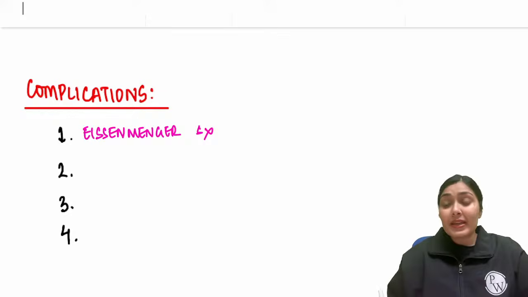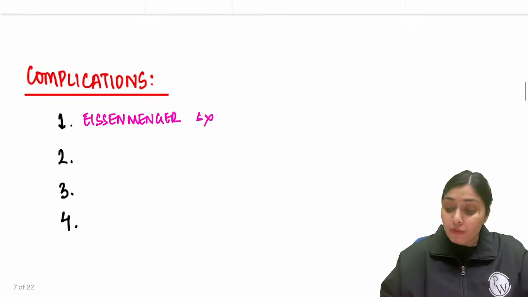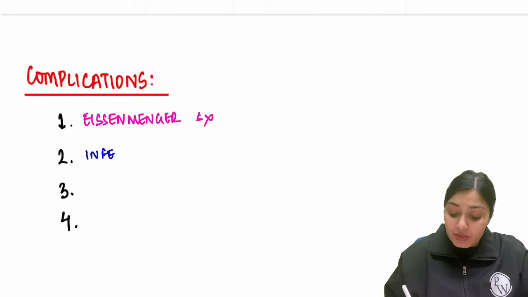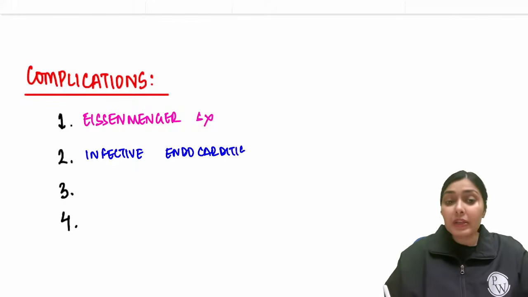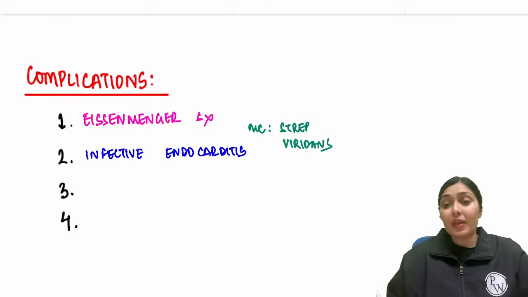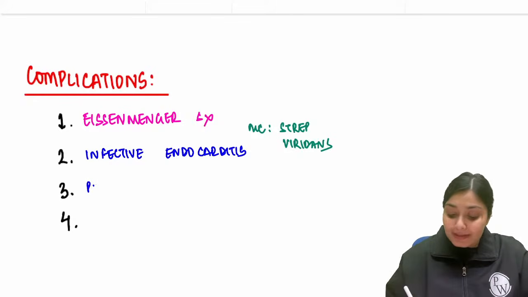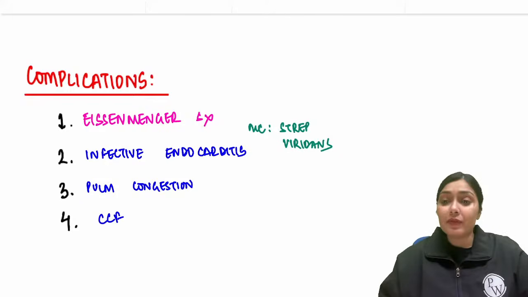Second, because the pulmonary blood flow has increased, there are chances of infective endocarditis. It is the most commonly encountered complication, and the most common organism responsible for this is Streptococcus viridans. Also, because the pulmonary blood flow has increased, there will be pulmonary congestion. And lastly, but not the least, this child can lead to congestive cardiac failure.